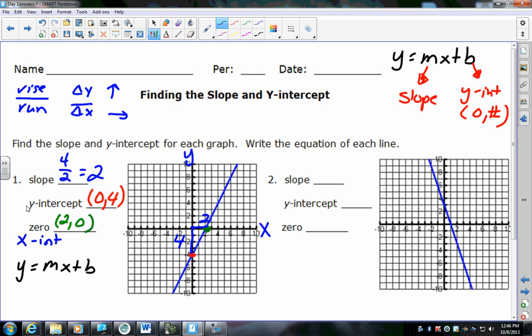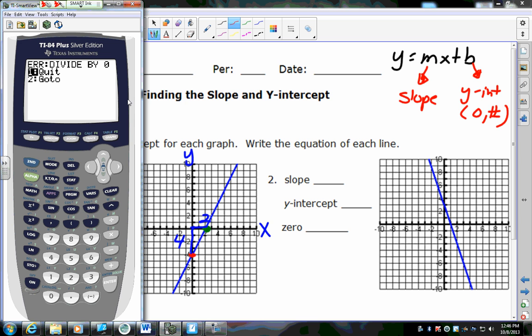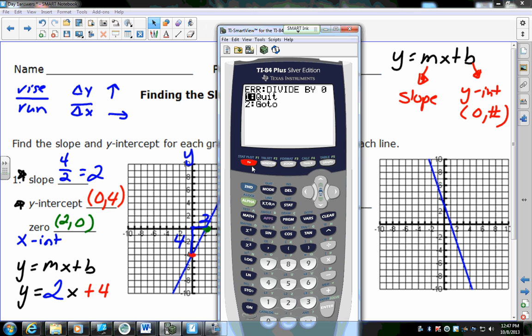Now, the pieces of information to write our equation are the slope and the y-intercept. My equation becomes y equals, m is the slope, so I put 2, x, and then it's the y-intercept, which is plus 4. That's your equation. Then if you would go in your calculator, go into y equals, and put in there 2x plus 4 and press graph.